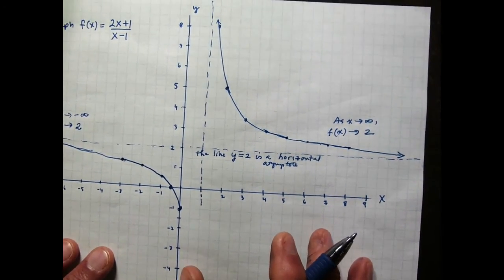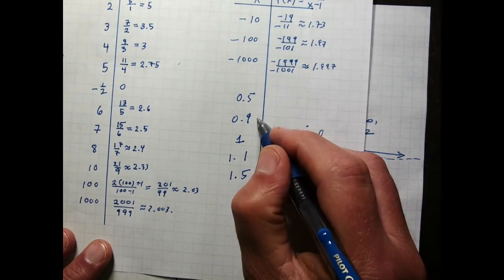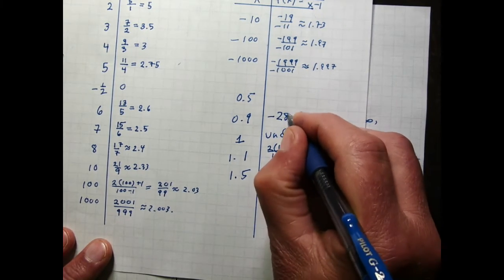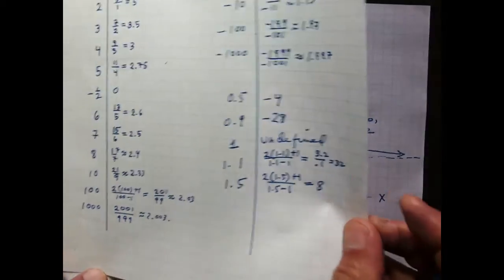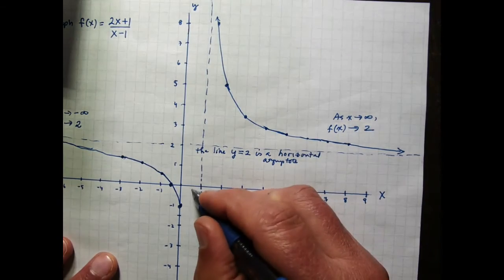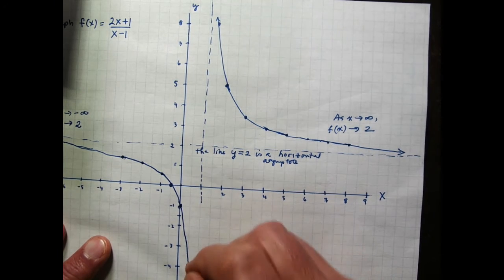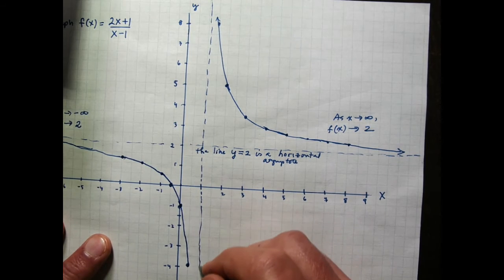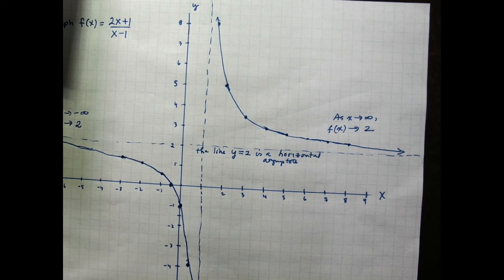And at 0.9, when I plug in, I'm just going to tell you what I get. I get negative 28. At 0.5, when I plug in, I get negative 4. I did that calculation ahead of time. So 0.5, negative 4 down here. Looks like our graph is plunging down. At 0.9, very, very close to 1, I'm way down there. So I can see that I keep moving closer to that vertical line, and I don't cross it.